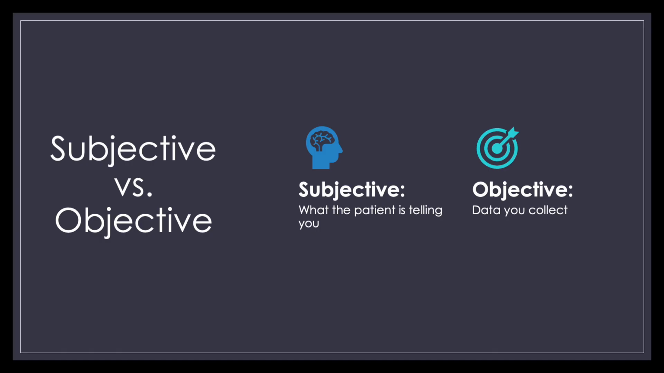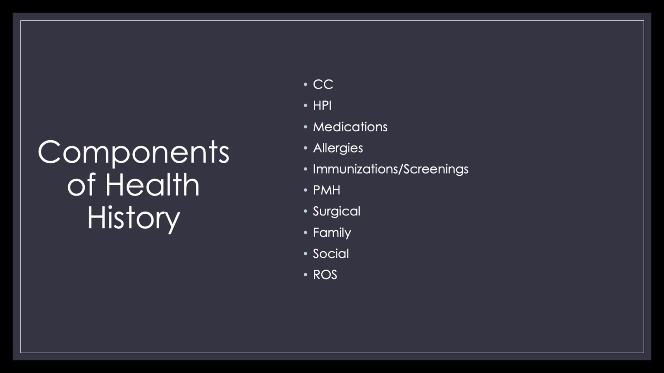Objective is going to be data that you collect. Vital signs. Using that cardiac example, you're going to talk about how you've inspected their chest wall and don't see any abnormalities. You have palpated and you do not feel any abnormal vibrations against your hand. You can feel their pulses. You've auscultated. You've heard S1, S2. All of that is objective data. So as you go through and are practicing documenting, it's really important to always keep in mind what is subjective, what is objective. So what are the components of the health history?